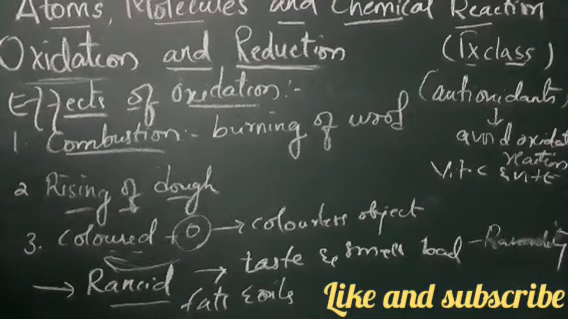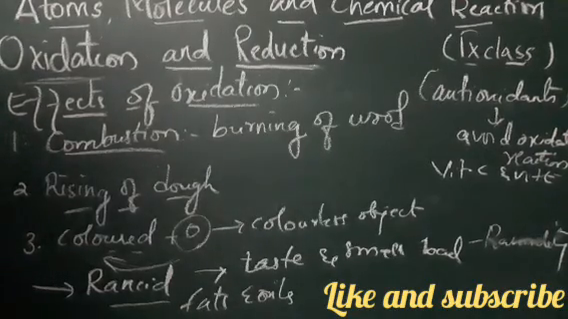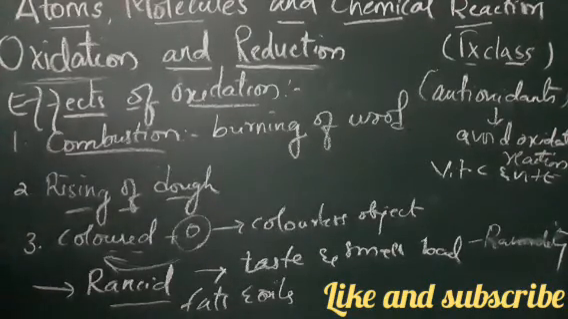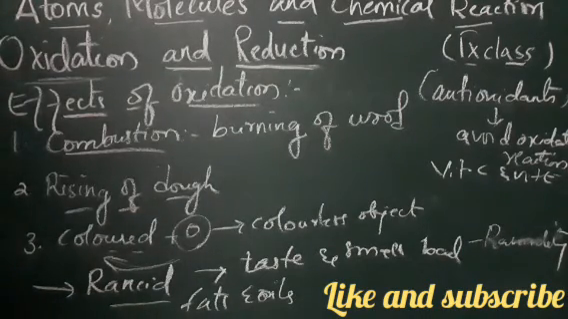Keeping food in a tight container helps to slow down the oxidation process, because it does not allow the air to go inside. Manufacturers of potato chips flush the bags of chips with nitrogen gas to prevent the chips from getting oxidized. So they fill up the bags with nitrogen gas so that the chips don't get oxidized and spoil.